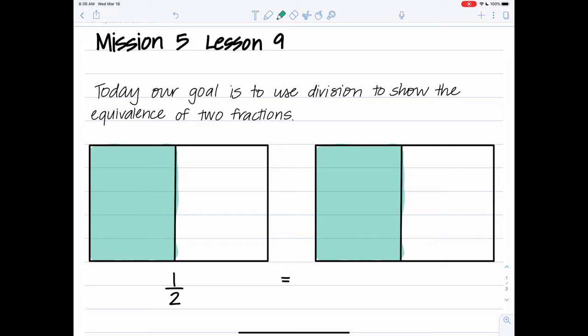Everyone, welcome to Mission 5, Lesson 9. Today our goal is to use division to show the equivalence of two fractions.